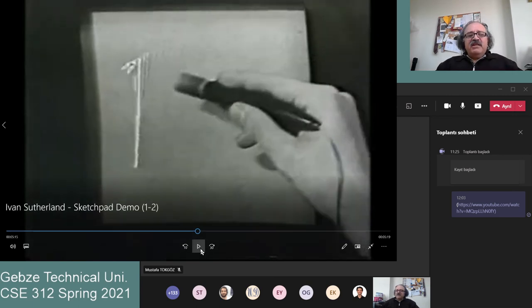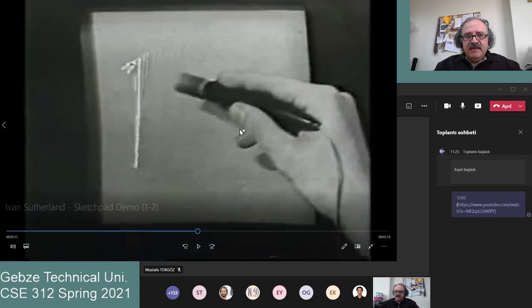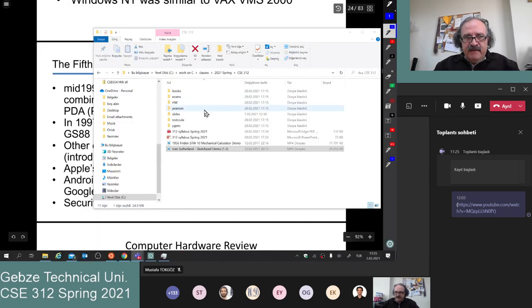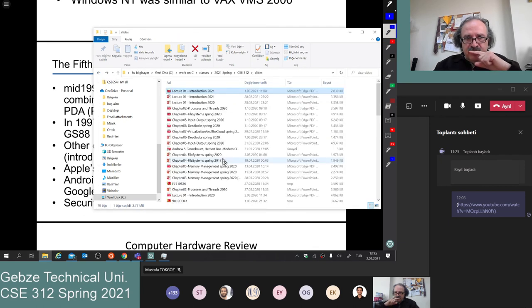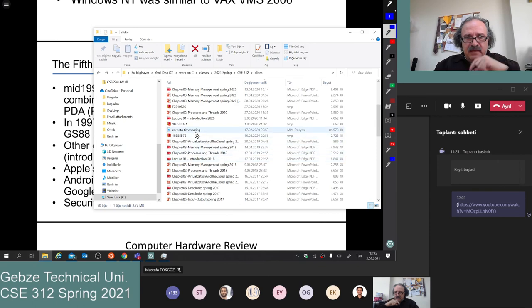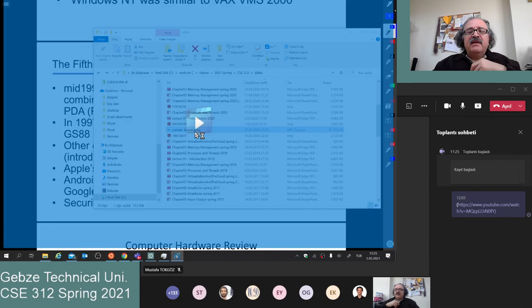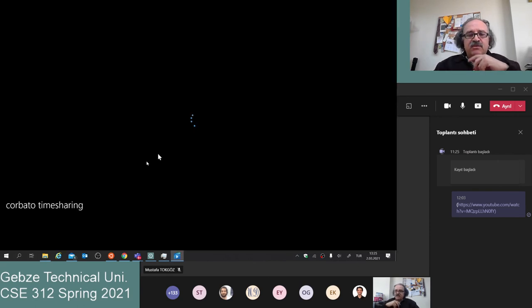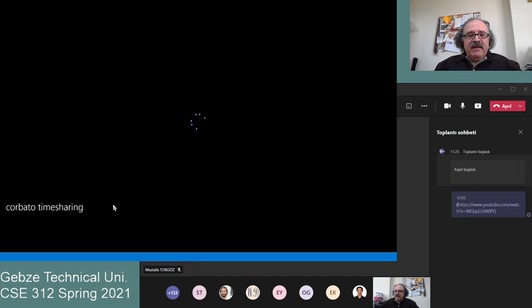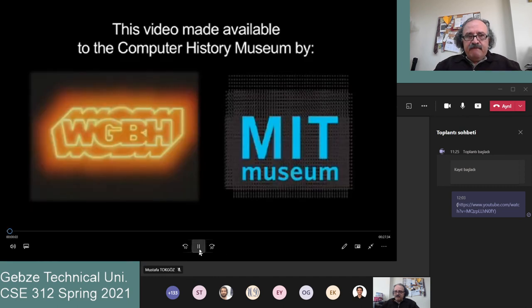So graphical user interface is trying to design something using the graphics, and this is happening in the 1960s. Okay, this is one thing. Of course, watch this one, but I like to show you the other one, the Corbato time sharing. This is very interesting too. Again, MIT science reporter stuff, Computer History Museum, and this guy is going to talk.